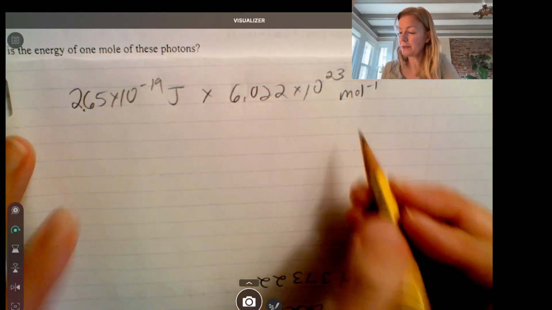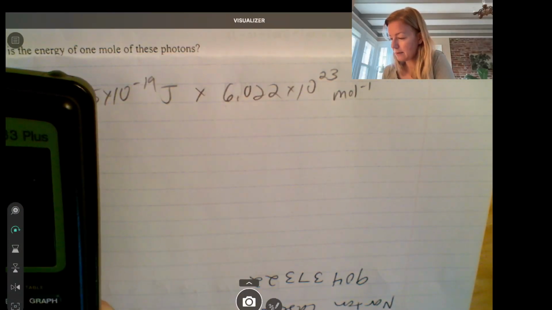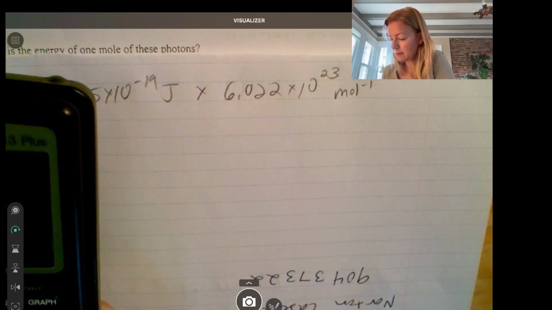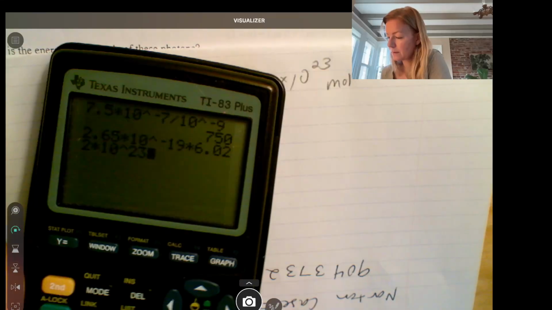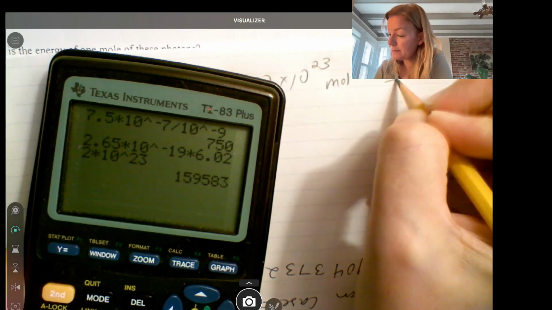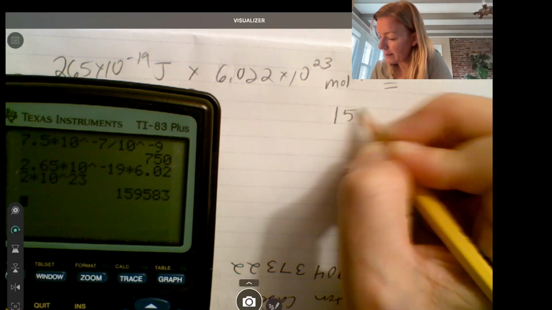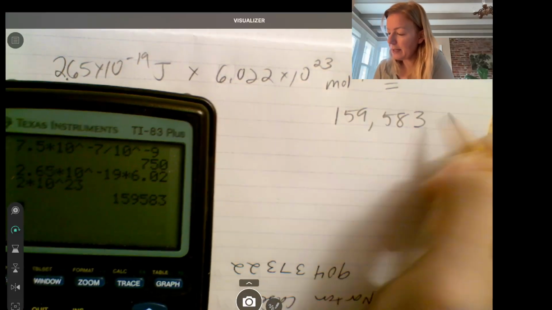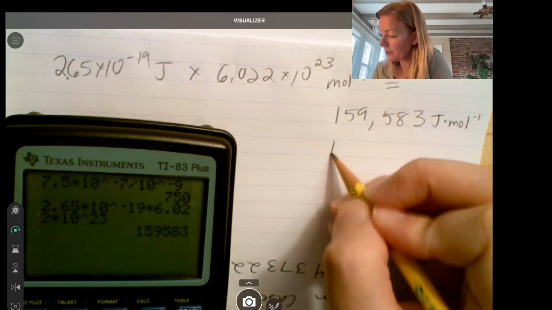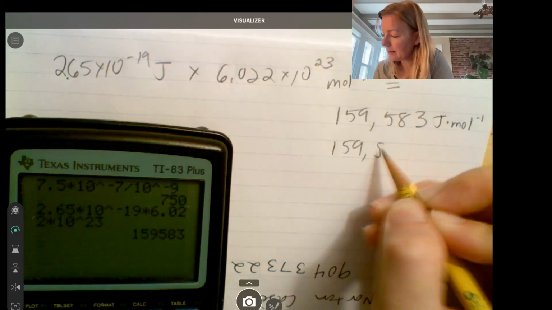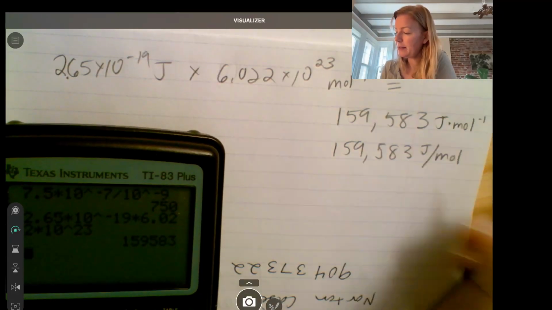So I'm just going to multiply those together: 2.65 times 10 to the negative 19th times 6.022 times 10 to the 23rd. Okay, and that's our answer. Let me be sure it matches. Yeah. So 159,583 joules times moles to the -1, or you could say joules per mole.